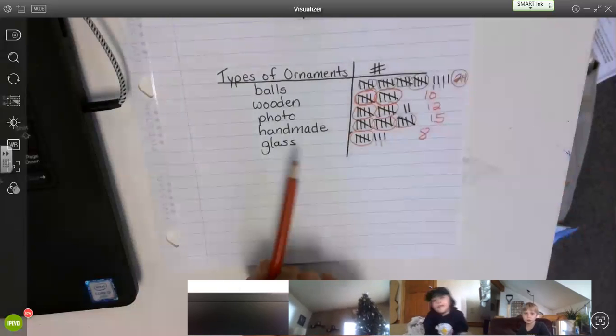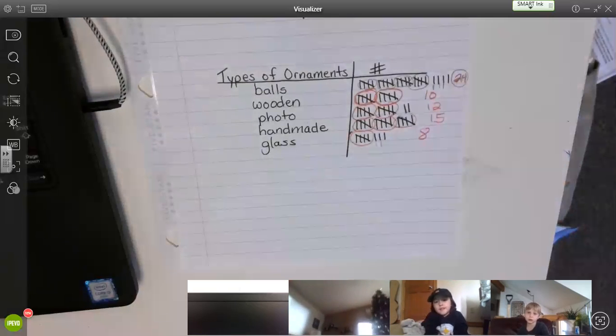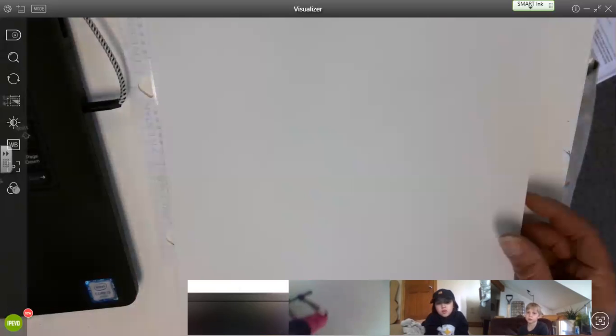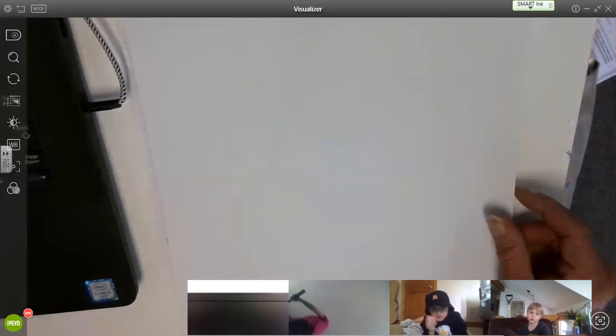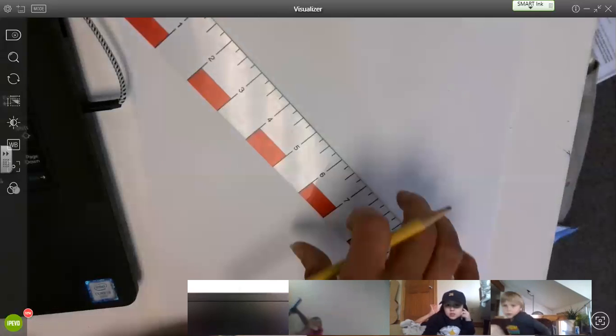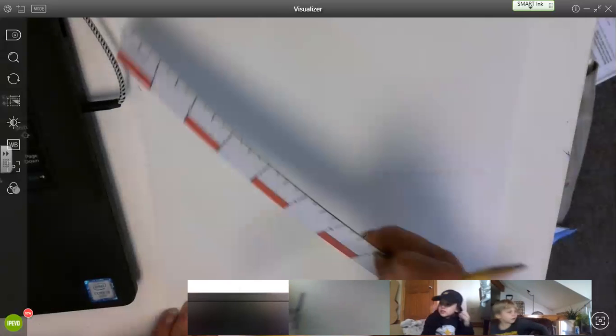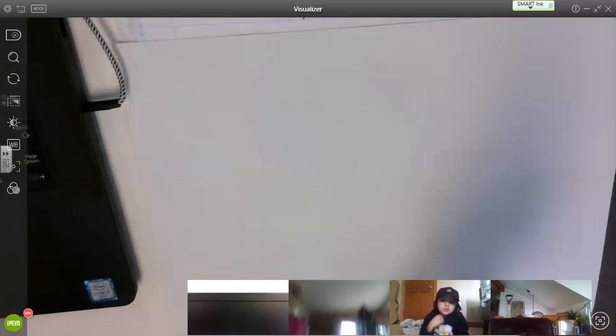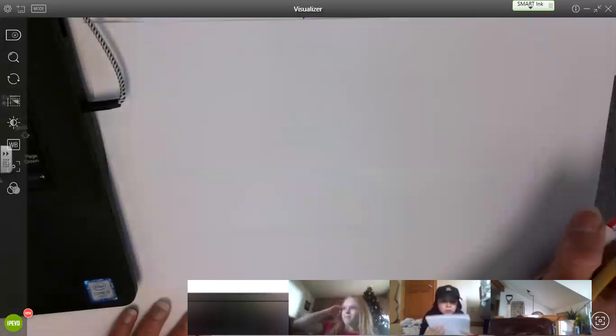Now let's say I want to make a graph. Here are some of the things you're going to need. I would suggest either a piece of construction paper or a piece of computer paper, typing paper. I would also suggest you use pencil to start and a straight edge or a ruler. Now, I would like to do a horizontal bar graph. So I'm going to make my paper go horizontally.